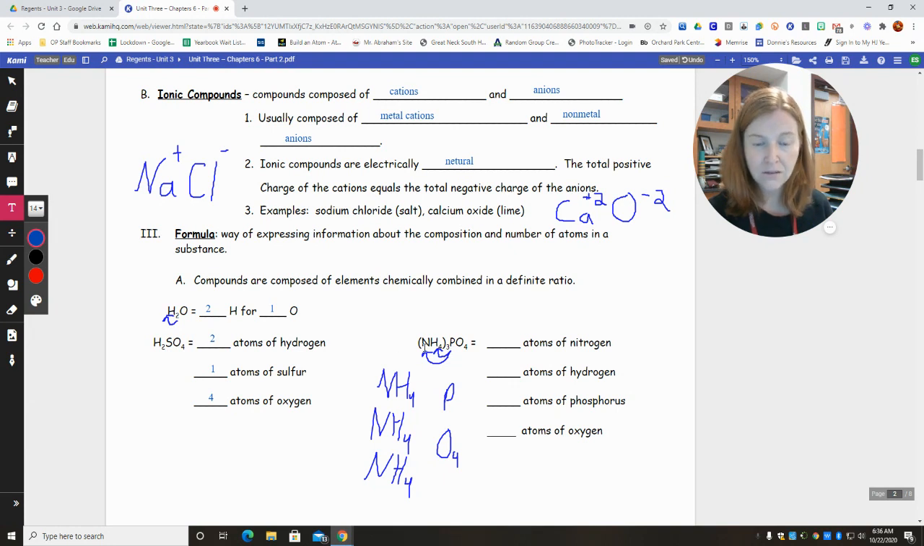So N, there's 1 of them, times 3 gives me 3 atoms of nitrogen. Hydrogen, there's 4 of them, times 3 gives me 12 atoms of hydrogen. Phosphorus, we have 1. Oxygen, we have 4.